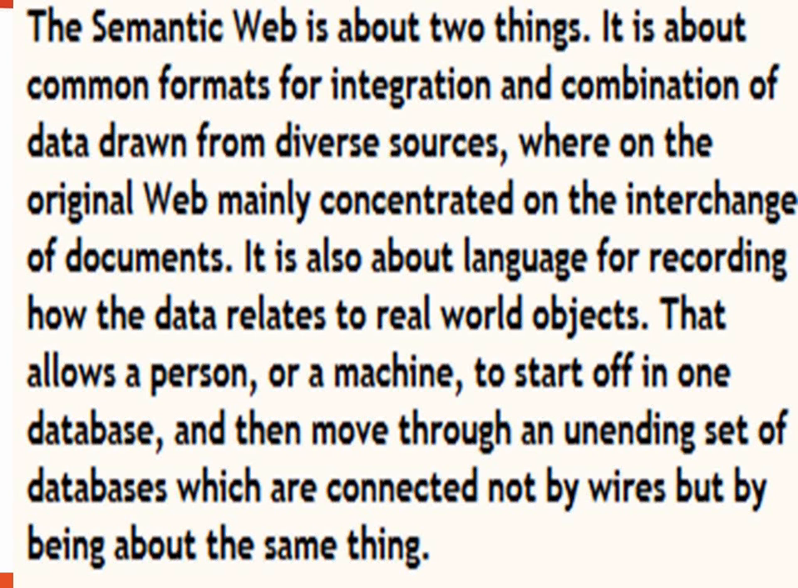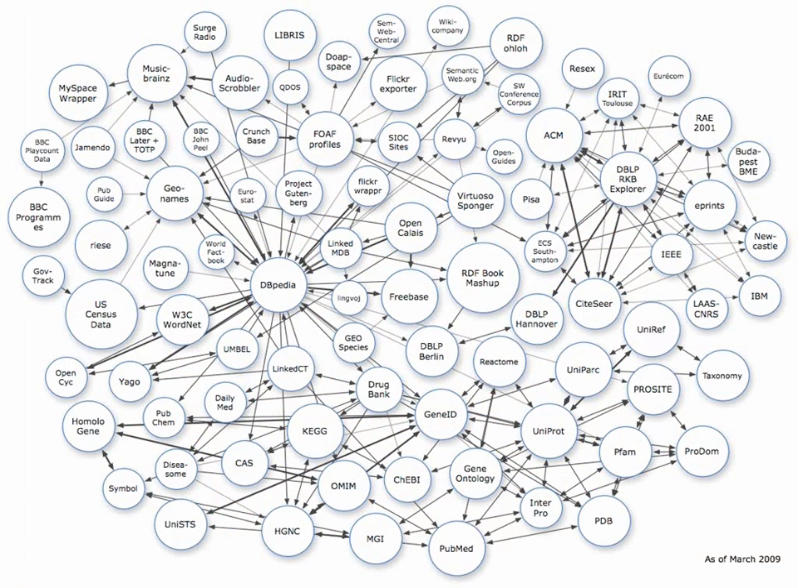It's also about language for recording how the data relates to real-world objects, and that allows a person or a machine to start off in one database and then move through an unending set of databases which are connected not by wires but by being about the same thing. And if you read this definition, then here you basically see a visualization of the definition. I think most people in the audience will recognize it because most of the people in the audience come from our semantic web news list. And so here you see the linked data picture where you see all the databases that are connected.